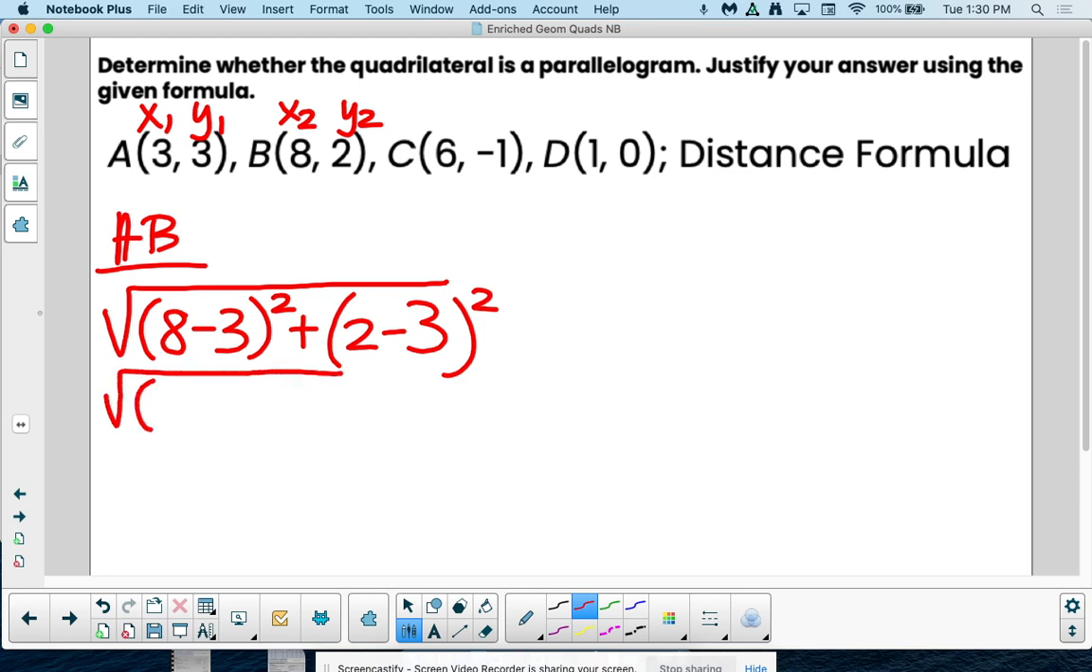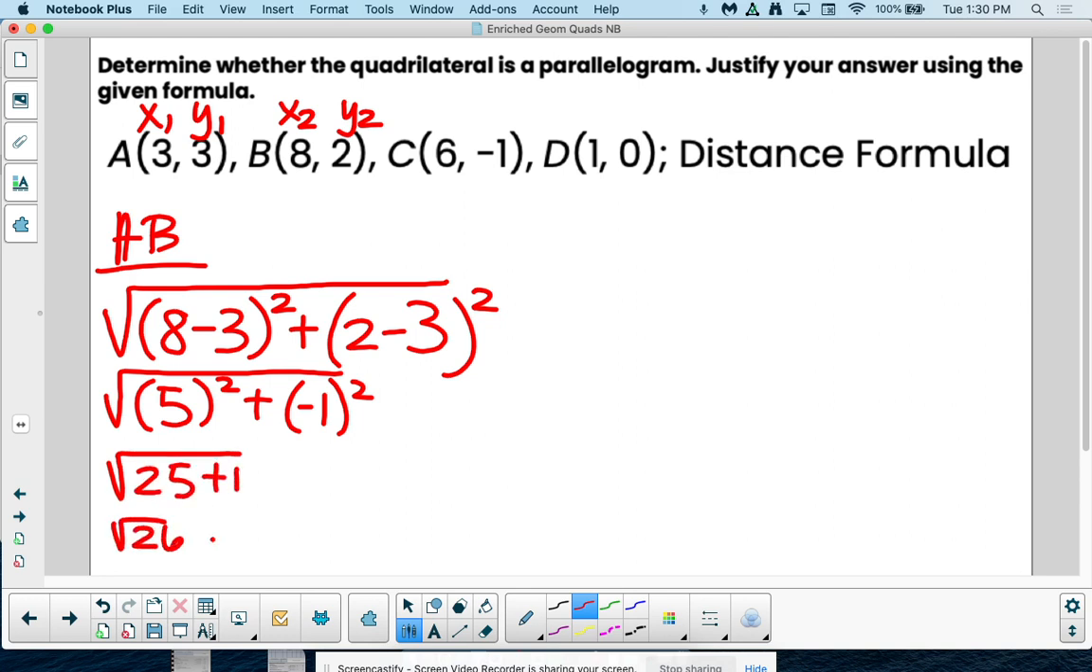What's 8 minus 3? 5 squared. 2 minus 3? -1 squared. First you have to square them. 25. What's -1 squared? Plus 1. So it's the square root of 26. I'm sorry, square root. What is the square root of 26? Okay, so that's one of our sides.